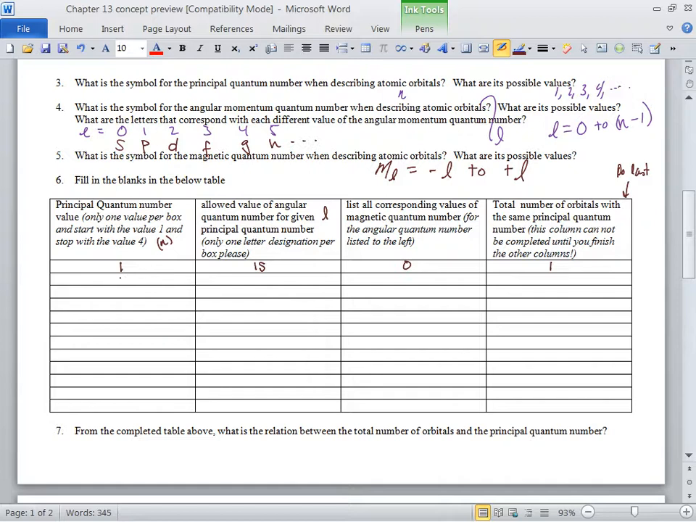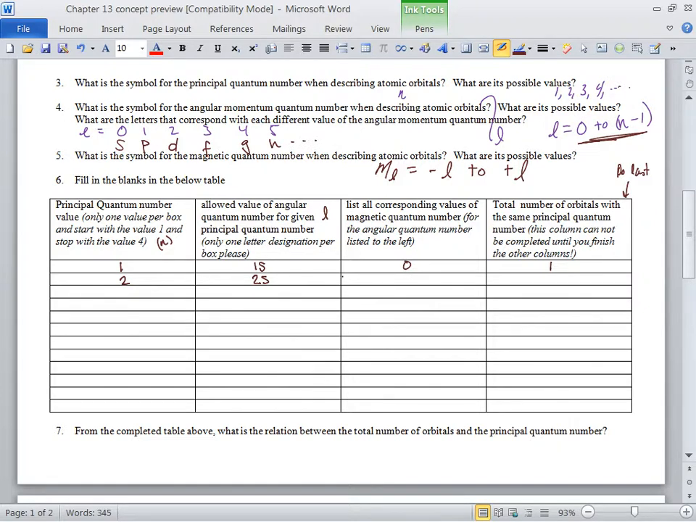Now n goes to 2. Now we can go, what's the first one we can write? So L is going to go from what to what? 0 to n minus 1. So we'll start with the 0, and we'll write what? Well, n is 2, though. 2s. And then all the corresponding values of, what could m sub L be?